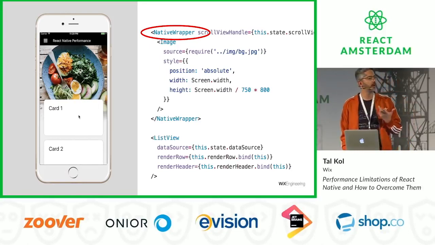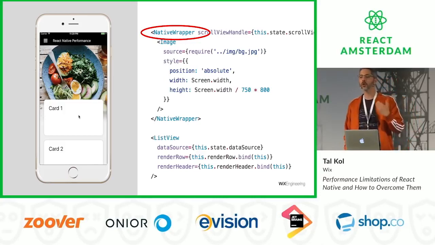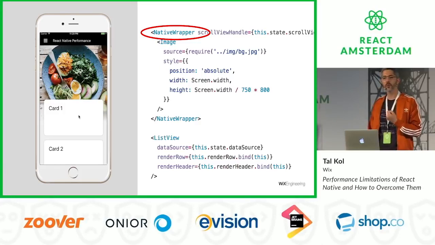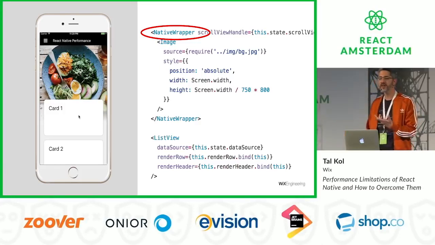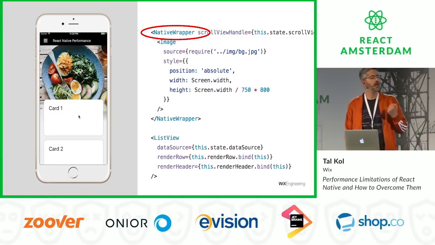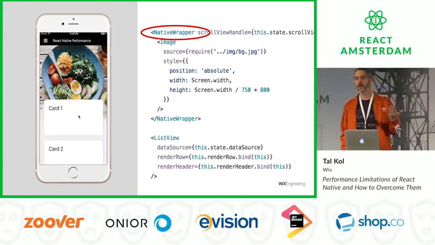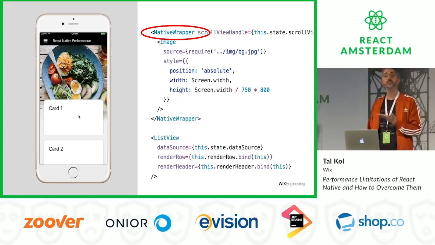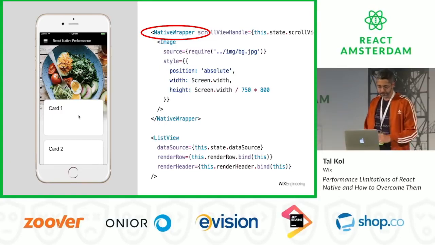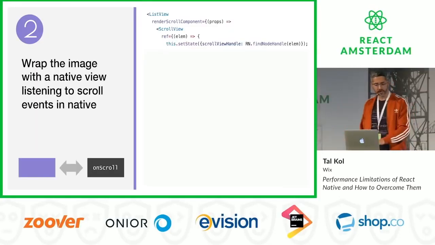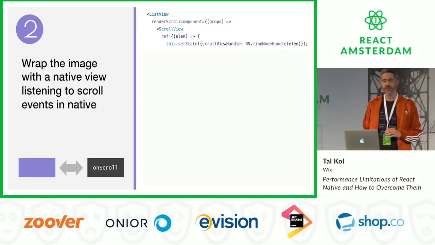Now, why did I put it there? Because the best thing is for the native view to update its own properties. It will calculate the opacity and the scale by itself, and it will change its own opacity and scale. And because it is a container, if you change opacity and scale of the container, the effect also influences its children. This would work very well with the image. So let's try it out. We're going to wrap the image with a native view and listen to scroll events there. This will be our second attempt.